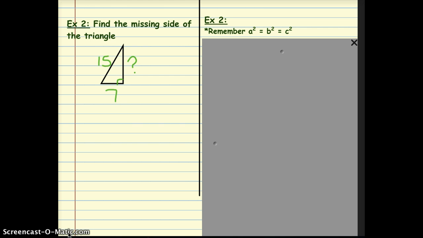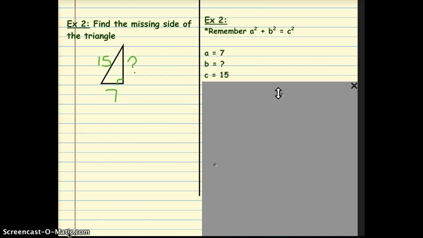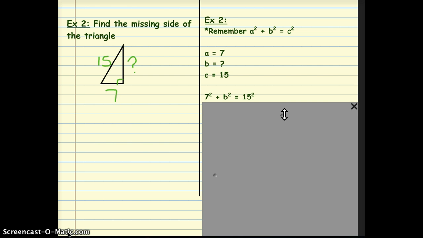Let's do another example. Let's find the missing side length of this triangle. And we got 7 is one side, 15 is another side, and we don't know this one. Taking a look at the triangle, looks like 7 is our shortest side, so a equals 7. 15 is across from that right angle, so 15 is our c value. That means b is our unknown. So we'll use our Pythagorean theorem. So we'll set up 7 squared plus b squared equals 15 squared.